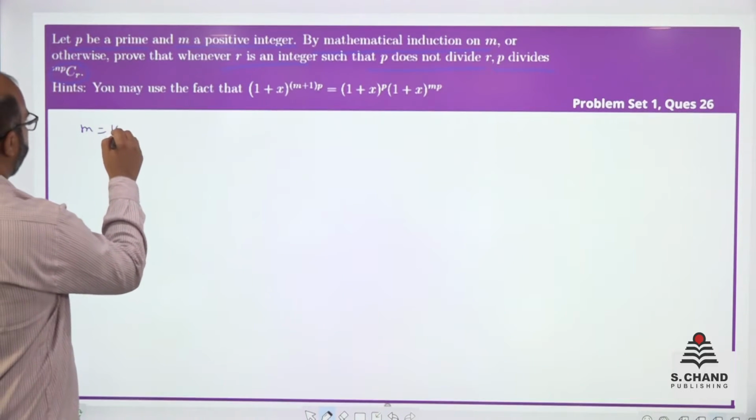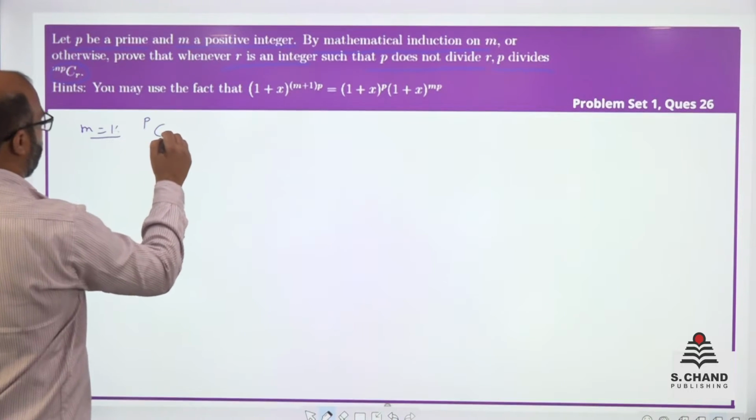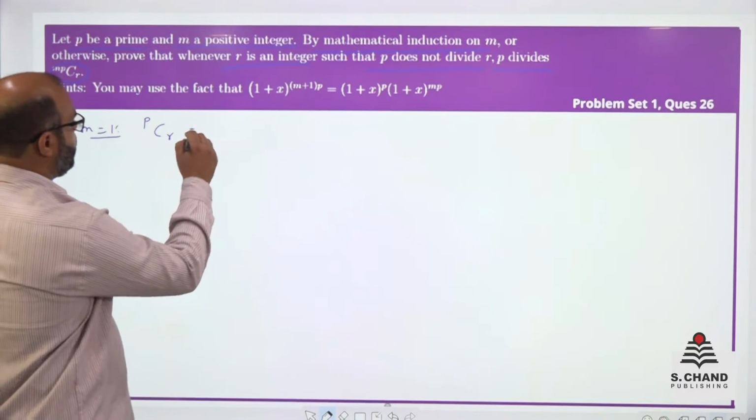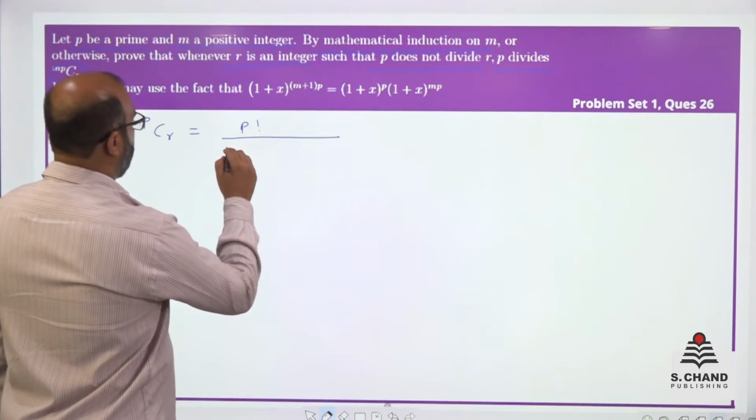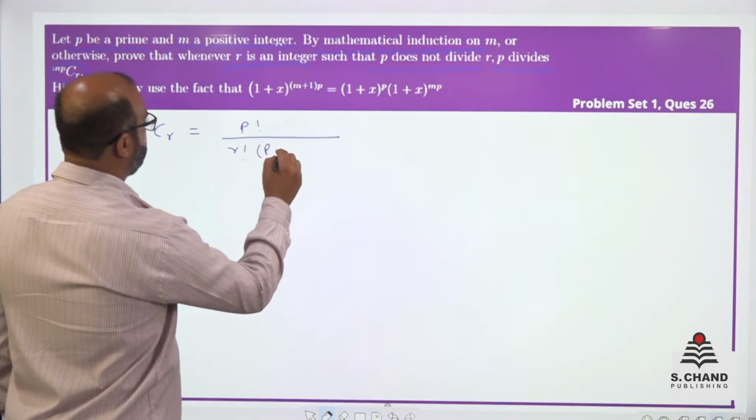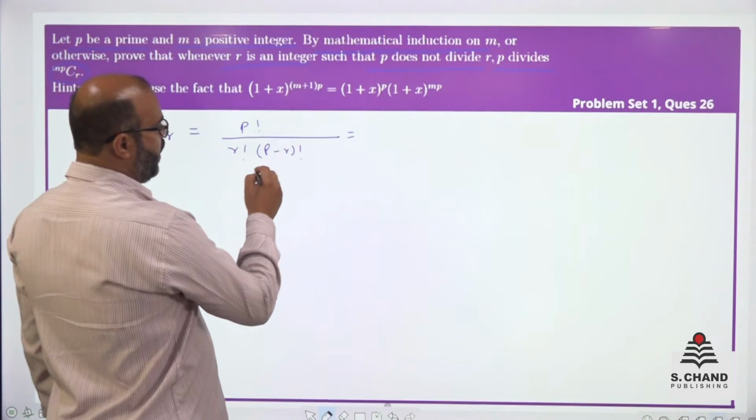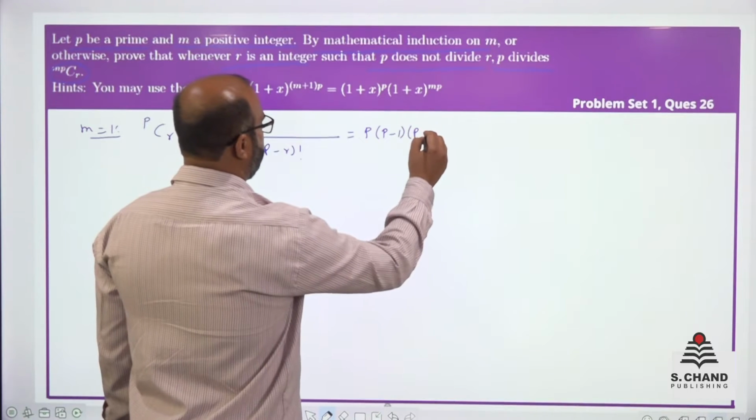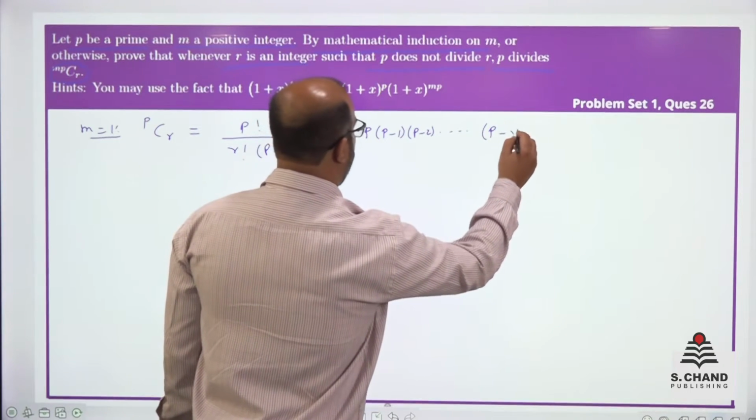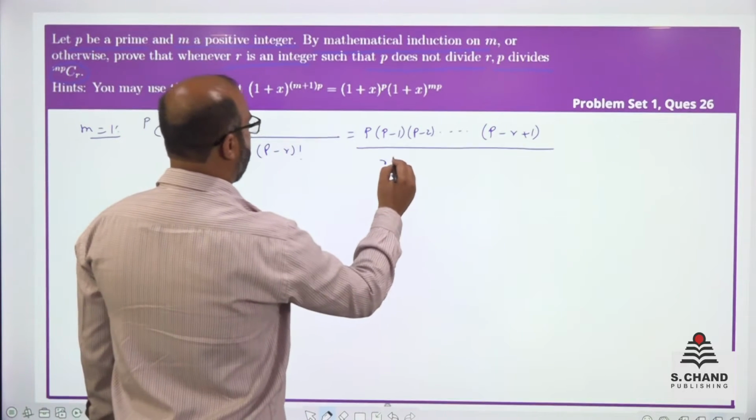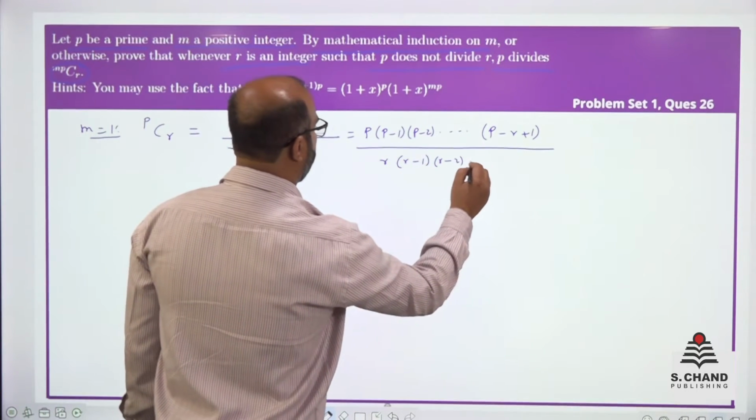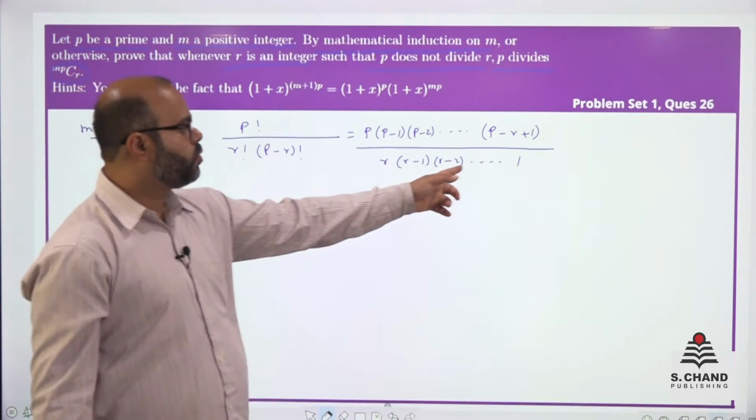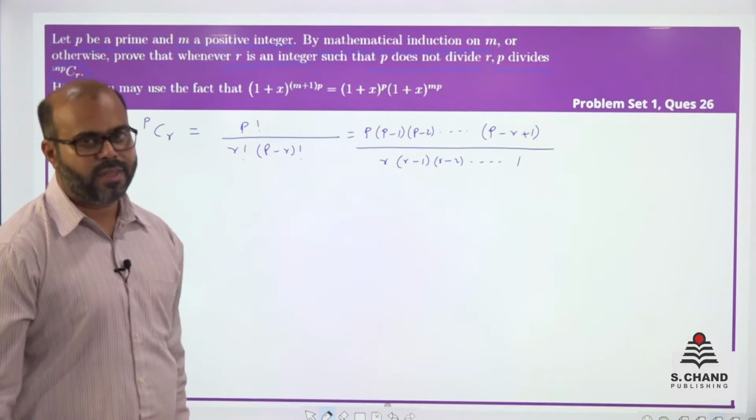So for m is equal to 1, this will be pCr. Now, is pCr divisible by p? So, what is pCr? p factorial upon r factorial into p minus r factorial. This can be written as, after dividing by p minus r factorial, p into p minus 1 into p minus 2, and so on, p minus r plus 1, upon r, r minus 1, r minus 2 till 1. These are r consecutive integers. These are also r consecutive integers, and p is greater than or equal to r.